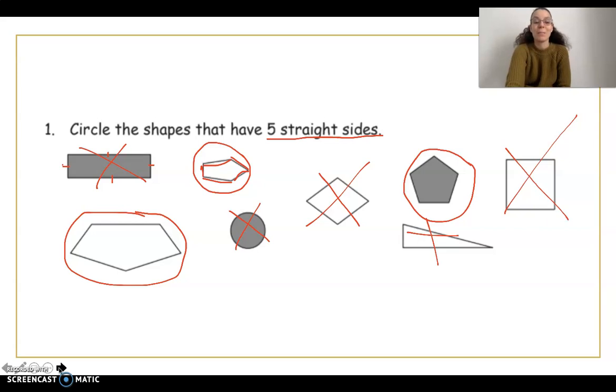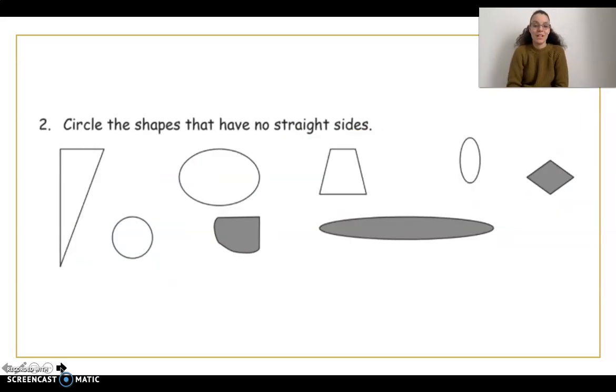Let's see if you can match some more rules. This rule says, circle the shapes that have no straight sides. No straight sides at all. If you think you can find them, go ahead and circle them now. Remember, they have to have no straight sides.